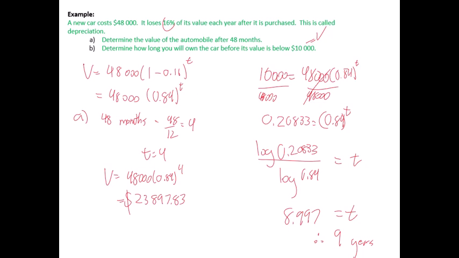Now, if you have trouble getting this value, putting this in your calculator, please let me know so we can go over that. Depending on your calculator, you can literally just do log of this divided by log of that. Maybe you have to do 0.20833, and then you press log, and then you divide, then you do 0.84, and then you press log. It depends on your calculator. I don't know what calculator you have, so you just need to test it out and see.